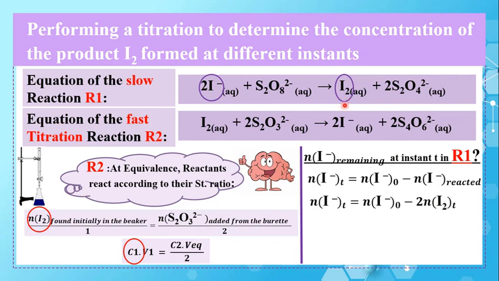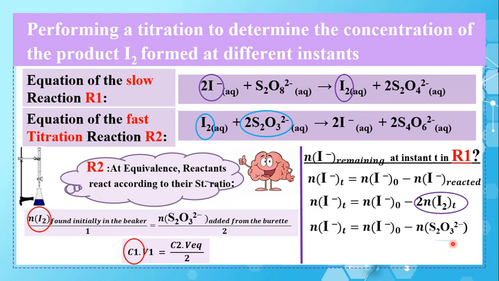We have seen this before. Also, in the reaction R2, the I2 produced is equal to n of S2O3 2- over 2. So between R1 and R2, I2 is in common. So n of I- over 2 will be equal to n of S2O3 2- also over 2. By simplifying 2 and 2, I can put instead of n of I- reacted, n of S2O3 2-, and I can replace it by C2 V equivalence.